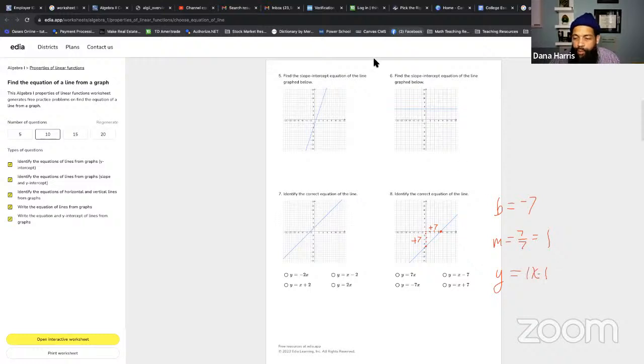That is a terrible 7. We're going to rewrite that. y equals 1x minus 7. But remember, 1 times any number is that number. So 1 times x equals x. So this is y equals x minus 7.